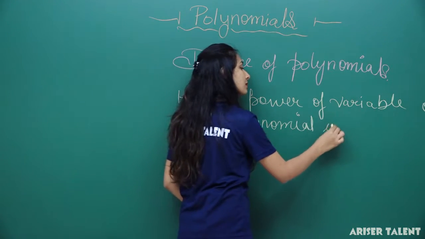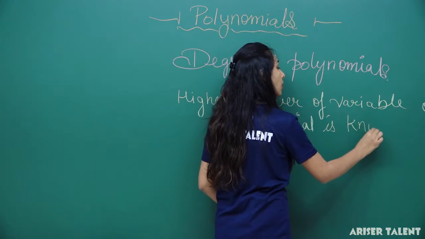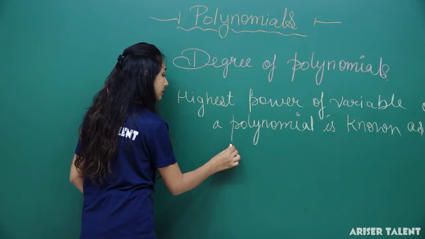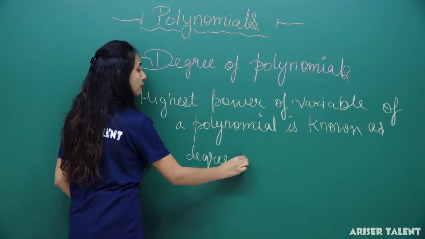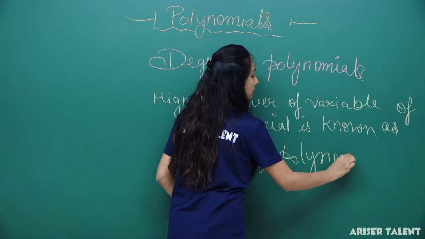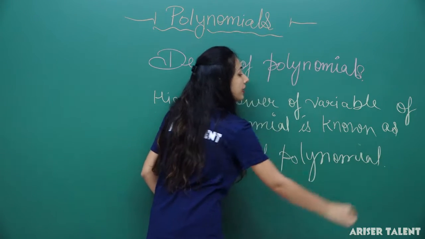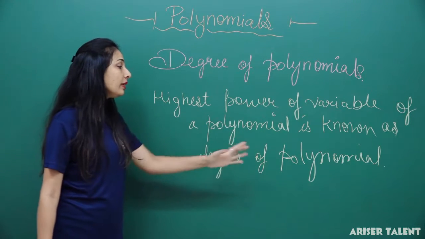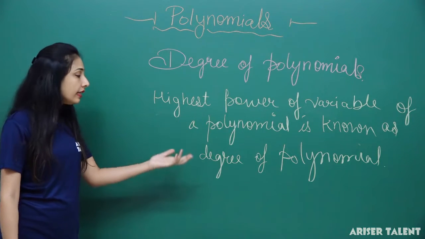is known as degree of polynomial. Understood? Understood this or not? The highest power of variable of a polynomial is known as, or called, regarded as the degree of polynomial.